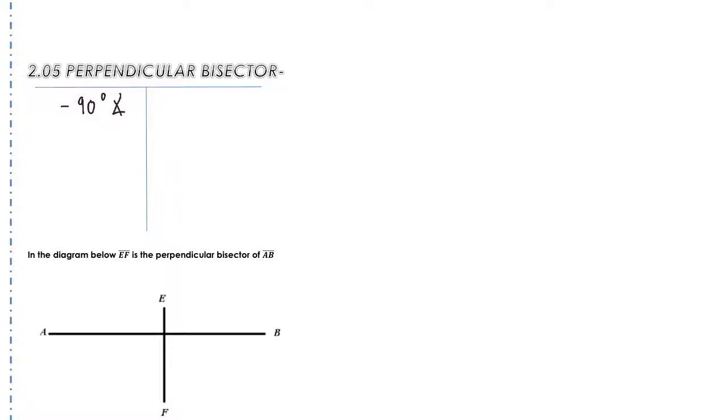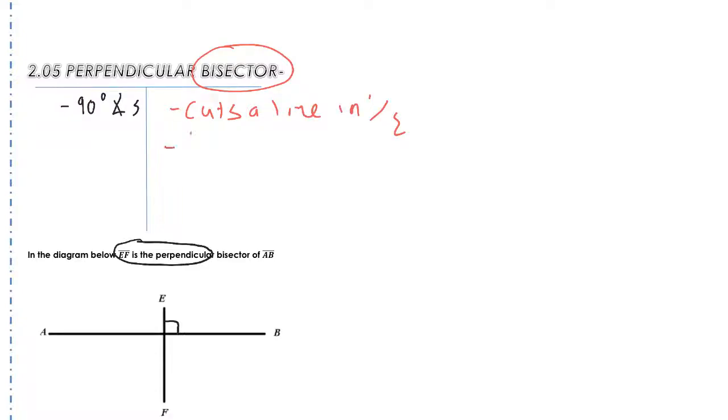So looking at these two lines below, EF is the perpendicular bisector. If it's perpendicular, it's hitting at 90-degree angles. And the bisector part of it: a bisector cuts a line in half, and it hits the midpoint. So this point right here is the midpoint.